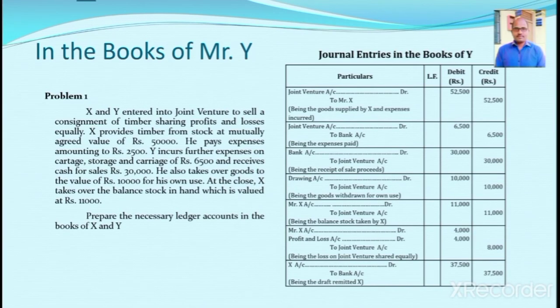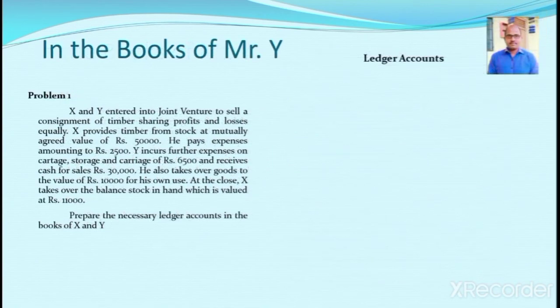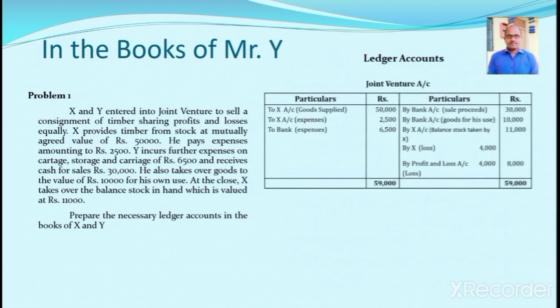Similarly, when these journal entries are passed to the ledger accounts, you can see here the joint venture account is debited with three different entries: X account goods supplied 50,000, X account expenses 2,000, and bank account 6,500. So the first two expenditures are related to X account, therefore we are recording them in the name of co-venture, whereas the expenses which are related to Mr. Y we are recording directly. So bank account is recorded directly.